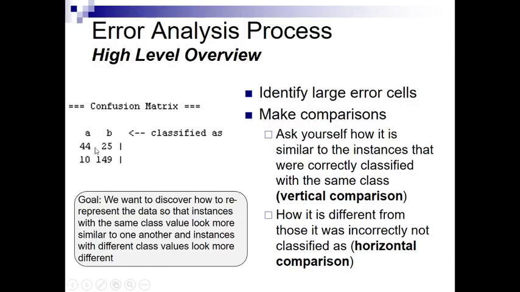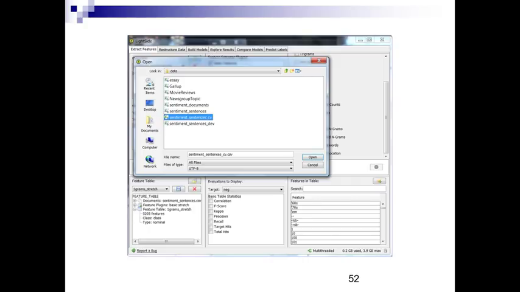So a feature could be confusing the model because it makes an instance look different from what it is, and we find that using the horizontal comparison. Or a feature might be confusing the model because it makes the instance look similar to what it is not. And we call that the vertical absolute difference, or the vertical comparison. Vertical, horizontal. Okay, so how do we do this error analysis?